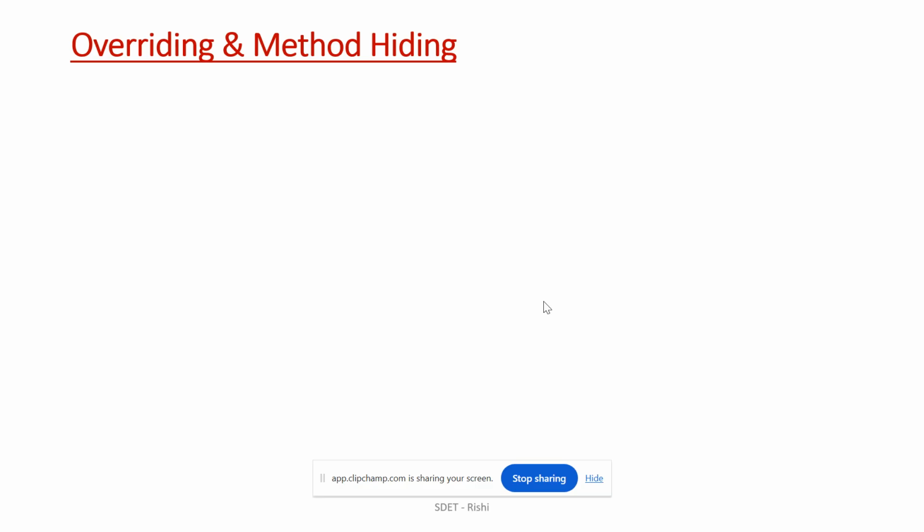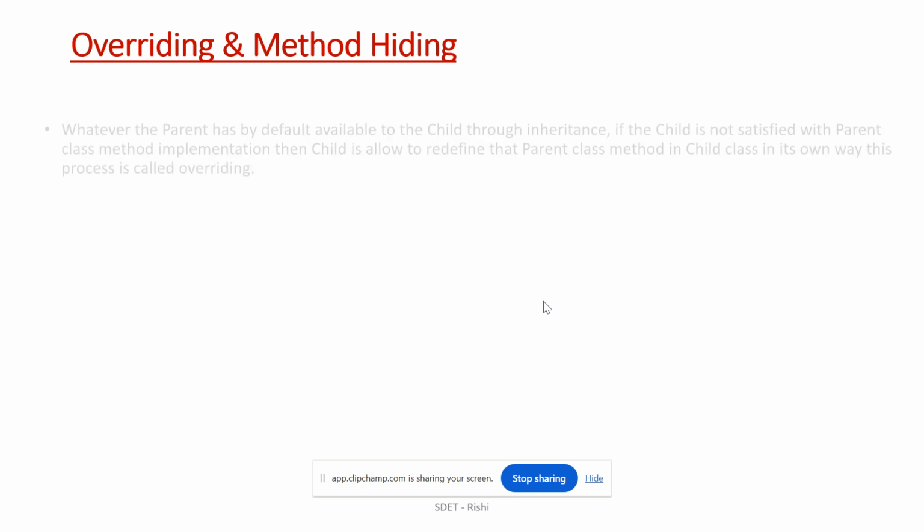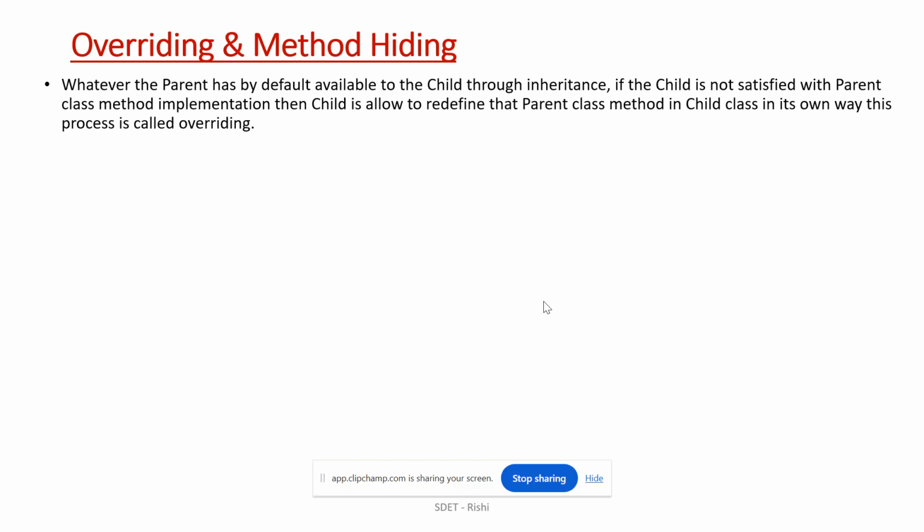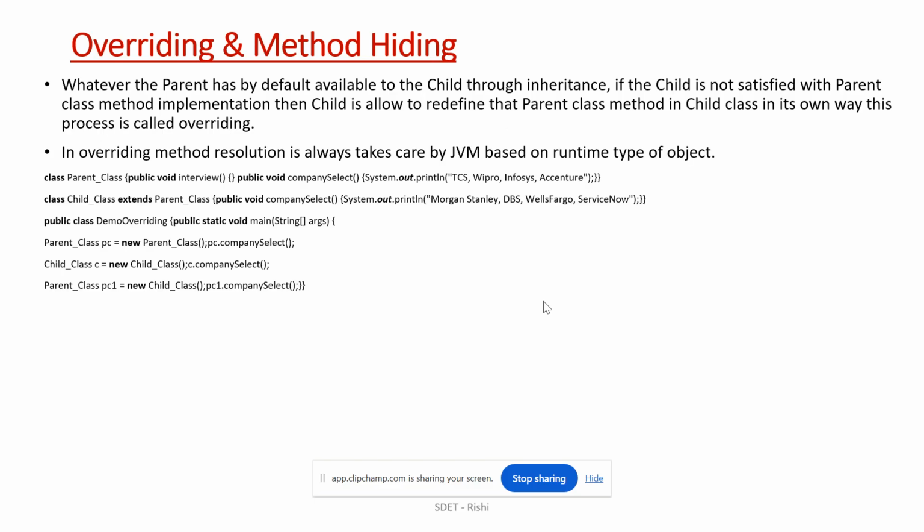One more thing: in overriding, it is taken care of by the JVM on the basis of the runtime type of the object. The same thing is written here, and we will see this example. A static method we can't override, obviously. If we define a method as static, that's nothing but method hiding. It looks like overriding, but it is not. It is method hiding.